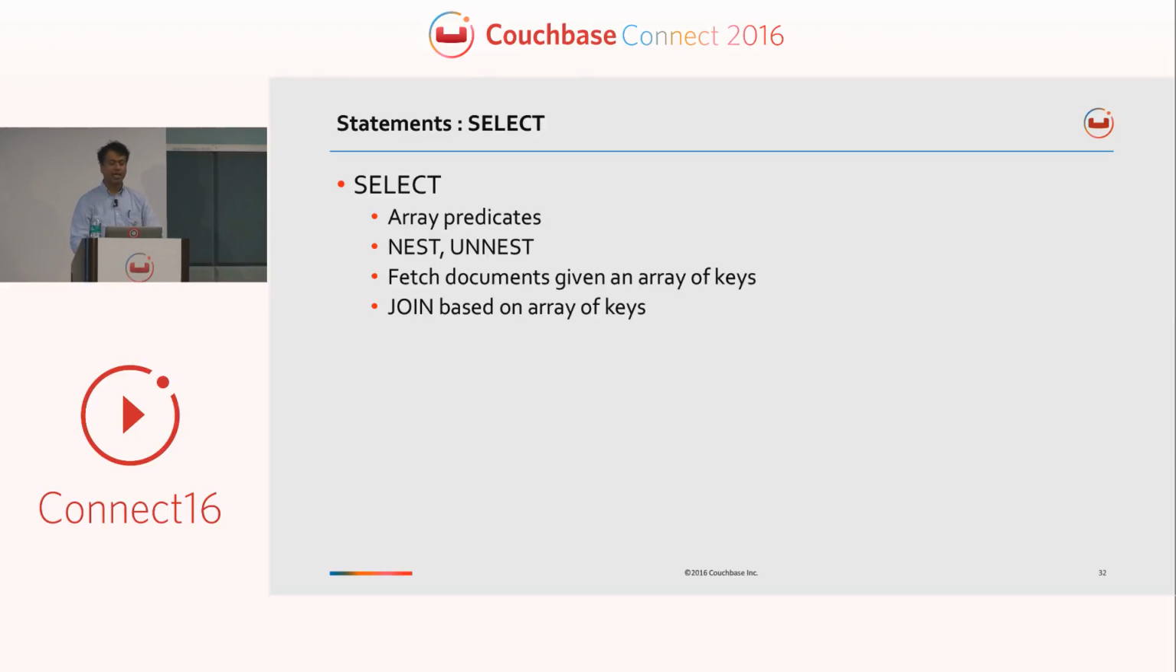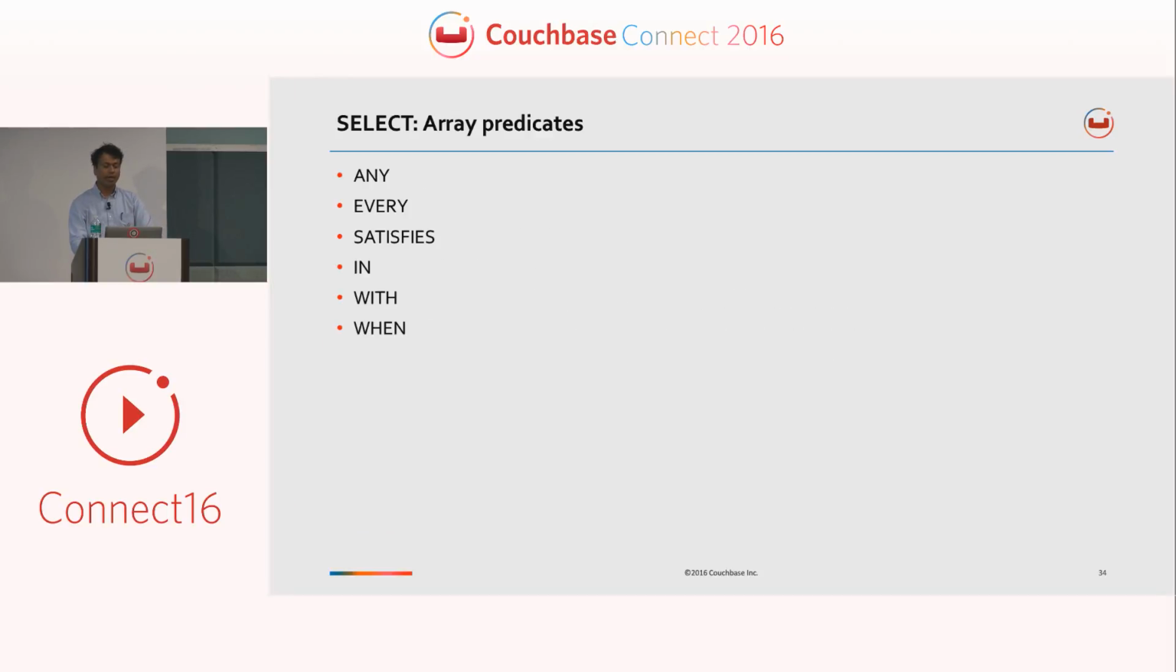Okay, so let's dig a little bit deeper into the array predicates, nest, and so forth. These are the array predicates that we have. Any and every, satisfies as a clause within the any and every expression. In is also an expression within the any clause. Within is also an expression within the array predicate. This should have been within, such as within the whole array nested structure, not just at one level.